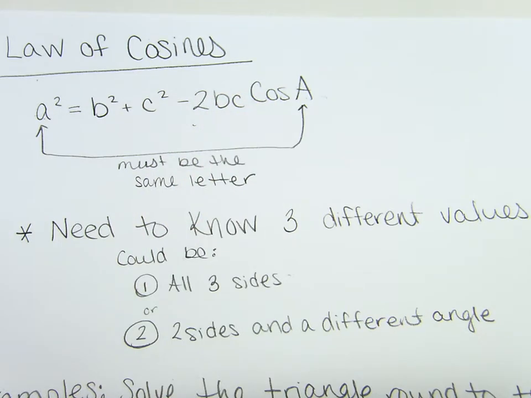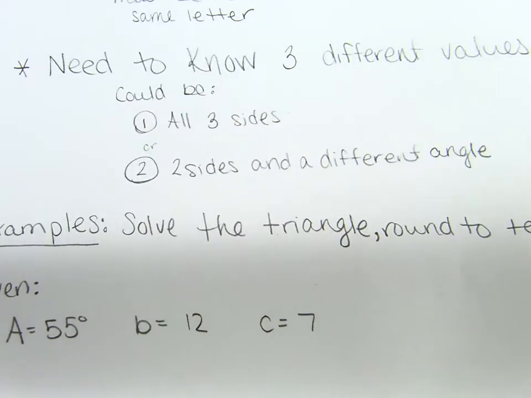When you're doing the law of cosines, you need to know three different values: either all three sides, because you'd have an a, a b, and a c, or you can have two sides and an angle. You can have angle A and the two sides b and c, or you can have angle B and know the sides a and c. So you just need to know three values, either one angle and two sides, or all three sides.